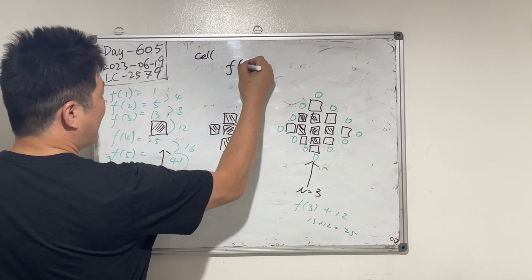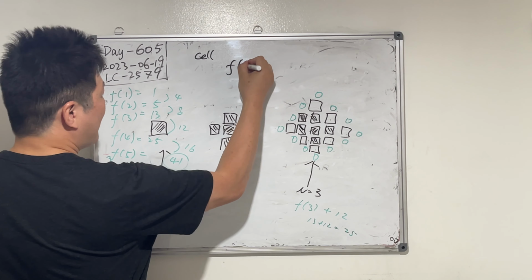We are guessing, right? We are guessing that Fn equals Fn minus 1, obviously, because it's based on the previous one, plus these new cells. How many are these new cells? Okay, so let's look at these. We can divide it into 4, right?